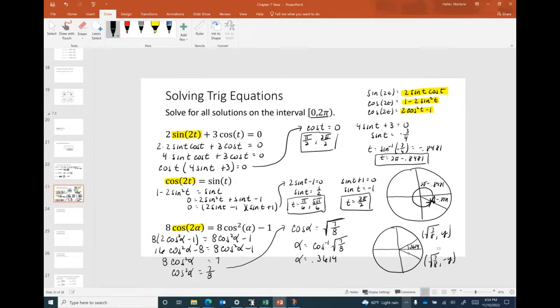Okay, and we want to stay in our interval 0 to 2 pi. So the angle that we want here is this guy. So it's going to be all the way around to 2 pi and then back a little bit, right? So one angle here is 0.3614, call it alpha sub 1. We have another one, though, call it alpha sub 2. It's going to be 2 pi minus 0.3614. Okay? Two solutions. All right.